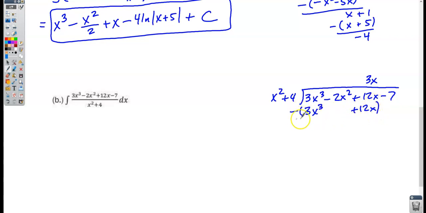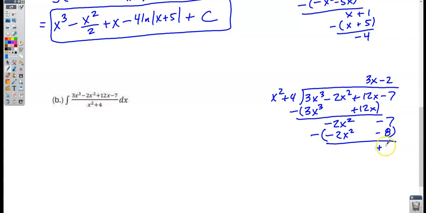Ooh, that's exciting. Leaves me with negative 2x squared. And I'm going to drop the next term. And then I need to multiply x squared by minus 2. That gives me negative 2x squared minus 8.